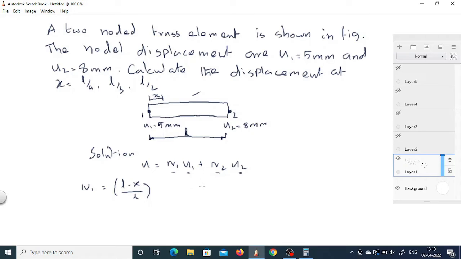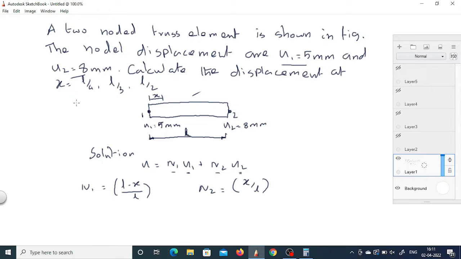And then N2, how can we identify N2? N2 can be identified through N2 is equal to x by L, which are the formulas we can utilize to identify N1 and N2. In our problem, we have the u1 value as 5 mm and the u2 value as 8 mm. From this, we can easily identify the displacement functions.